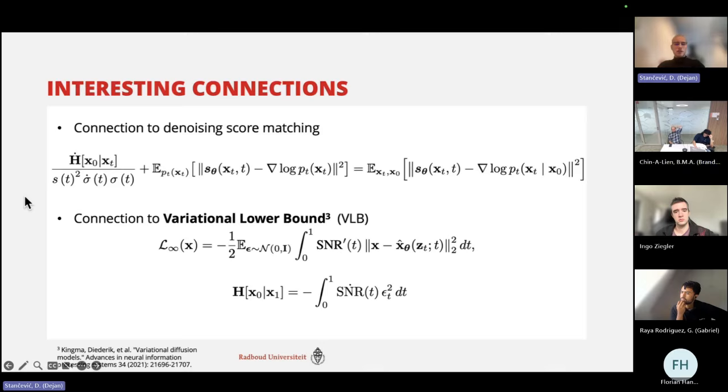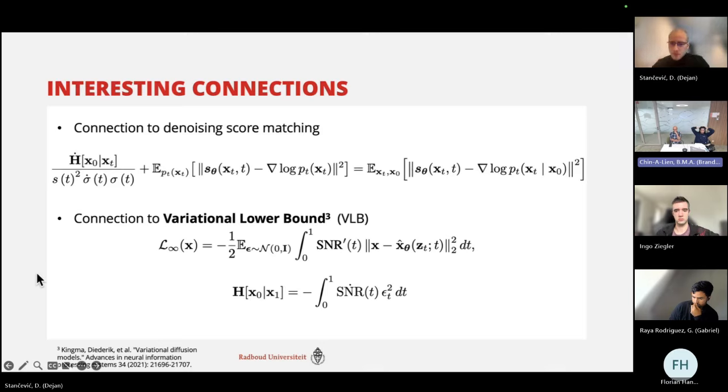Another connection that we noticed is the connection to the variational lower bound from Kingma's paper, Variational Diffusion Models, where they show that as you take the number of steps to infinity, where you go from discrete to continuous time, you get that the variational lower bound is given by this expression here. And you can see that it is really closely connected to the conditional entropy of your data given the fully noised image. Yeah, I mean there is this factor 1/2, but it's just a constant, right? So they're pretty much the same.